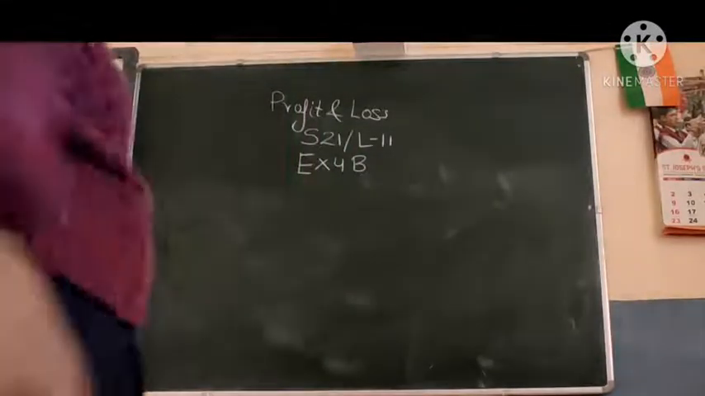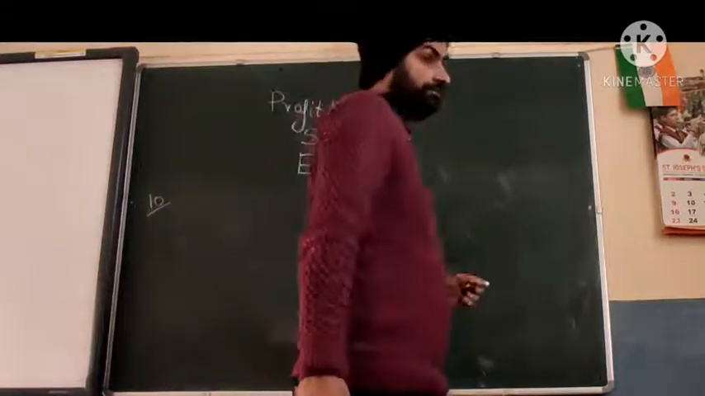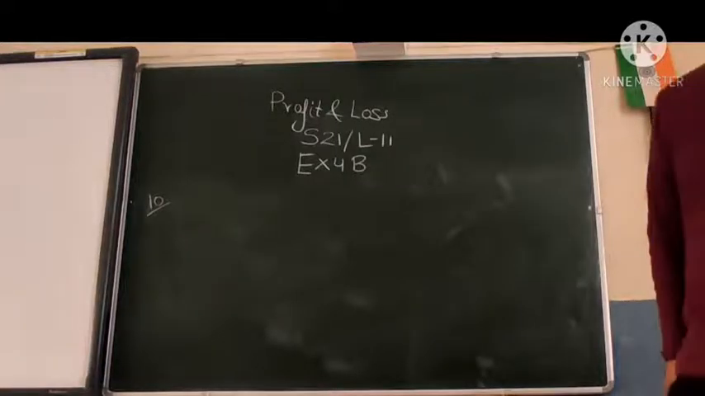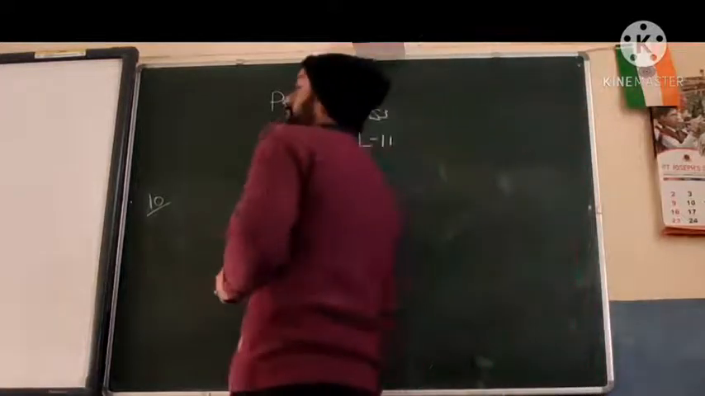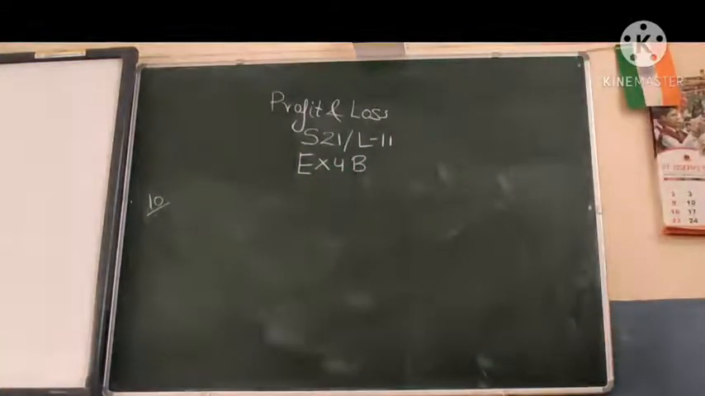The 10th question is saying, by what percent above the cost price should a dealer mark his pen so that after allowing a discount of 4% he gains 20%? Okay, so this is a desired gain. How much is the gain desired? 20%.